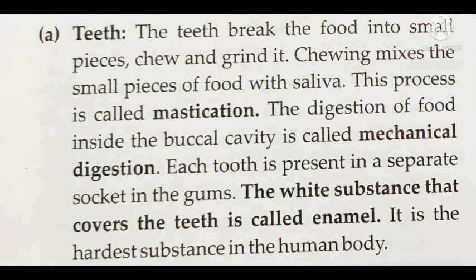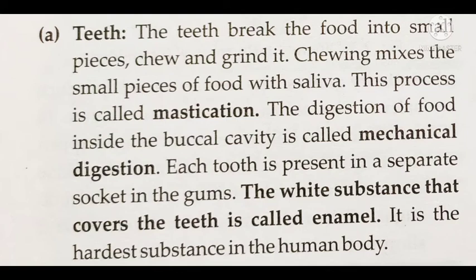Students, whenever we take food inside our mouth, first of all our teeth help us to chew it and then grind it. After that, chewing mixes the small pieces of food with saliva. Saliva is the white liquid which is present in our mouth. This mixes with the food. This process of mixing and chewing together is known as mastication. I hope it is clear to you now.